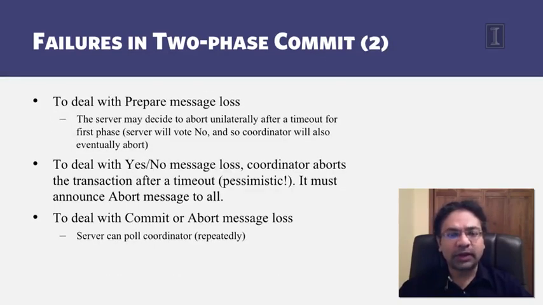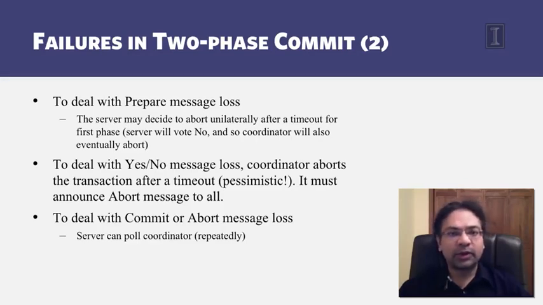What about message losses? The messages that are sent out during the two-phase commit might also get lost. The prepare message, which is the first stage message going out from the coordinator to the servers asking them to prepare to commit, might get lost. Now, if the prepare message gets lost, then one of the servers might decide to abort unilaterally after a timeout waiting for the first phase message. In this case, because it will never vote yes to the coordinator, the coordinator will always decide to abort this particular transaction.